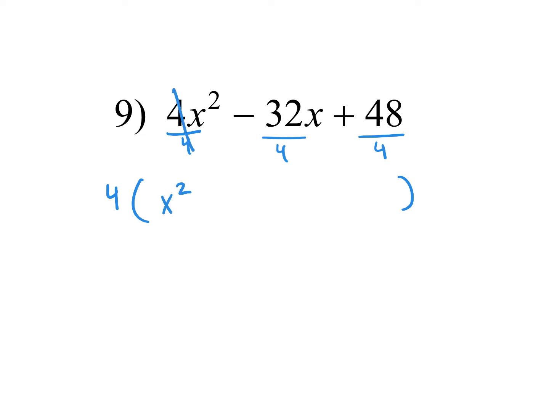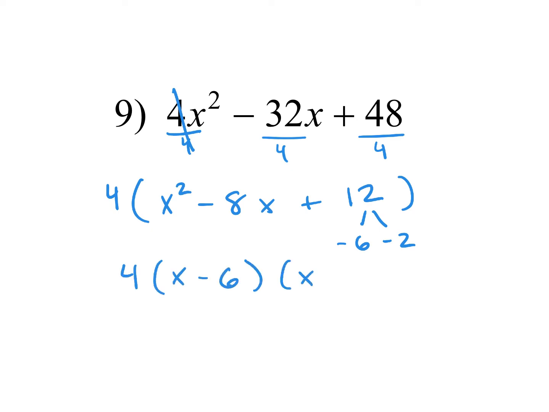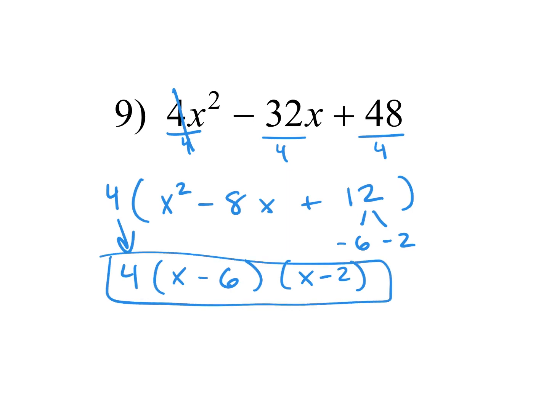What's negative 32 divided by 4? Negative 8x. And what's 48 divided by 4? 12. Catherine, what are 2 factors of 12 that add to negative 8? Negative 6 and negative 2. Awesome. So in my parentheses here, I have x minus 6 and x minus 2. Don't forget to put that 4 on the outside too. Any questions on this one?